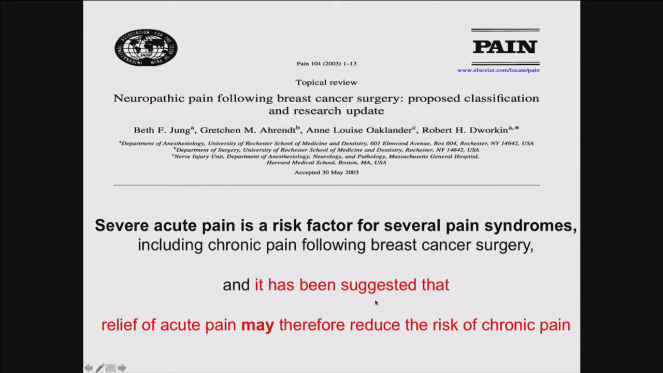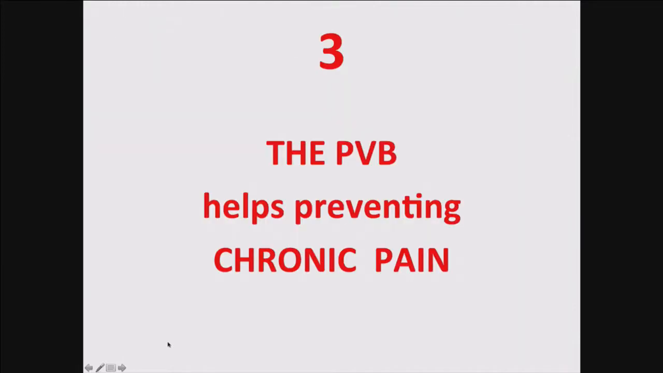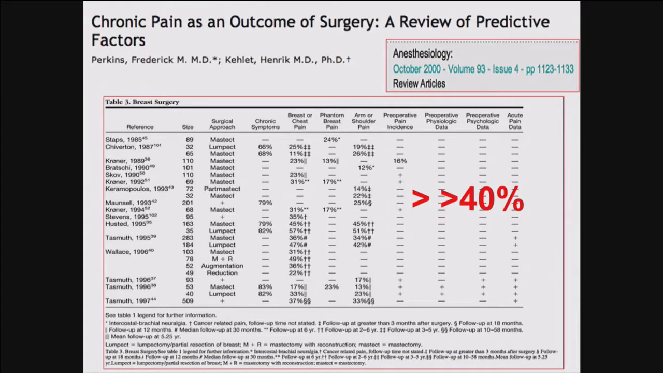And it has been suggested that relief of acute pain may therefore reduce the risk of chronic pain. And that's what I'm going to show you. The chronicization of pain after breast surgery is in fact a major problem. In this review paper of Perkins and Kellett, you see that they were looking at the pain located at the level of the breast, in case of phantom pain, and pain located at the level of the arm or shoulder.